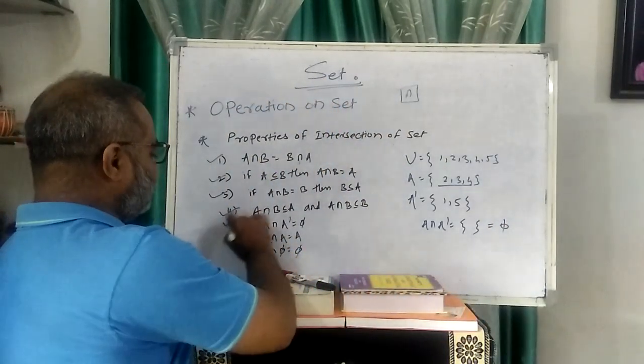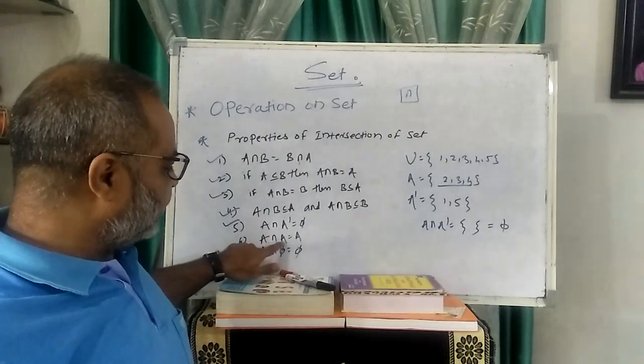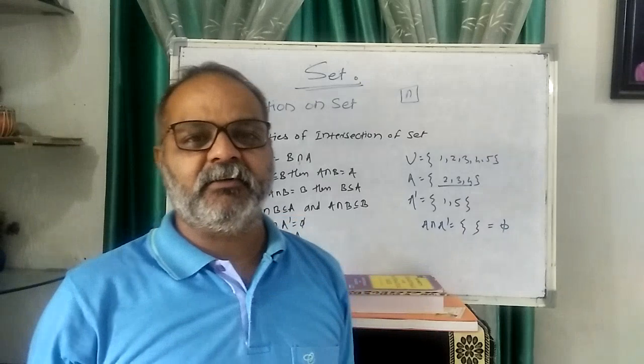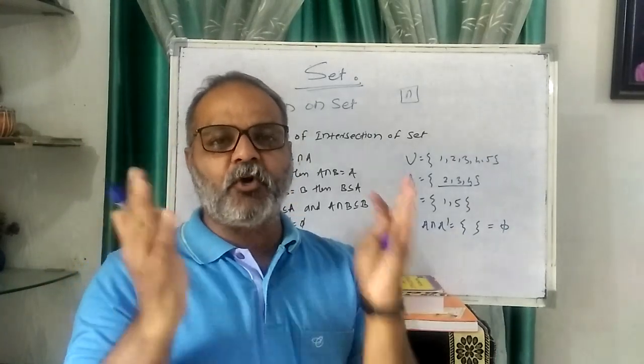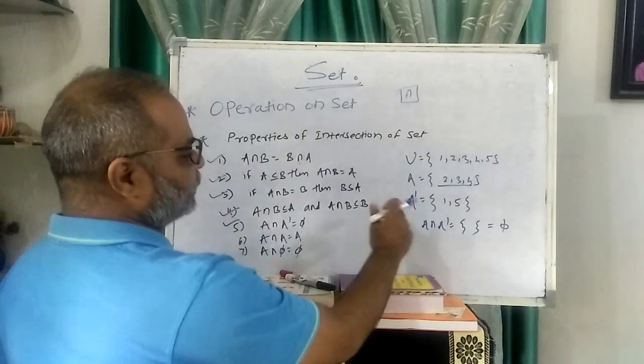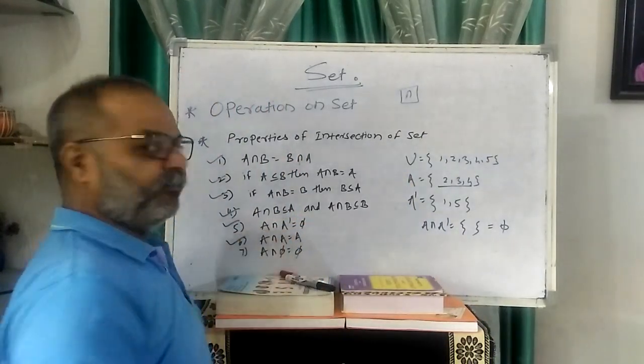Okay. Now next is A intersection A is A. So A is 2, 3, 4. Again, the intersection of A with A means only the common elements, 2, 3, 4. A is also 2, 3, 4. So A intersection A is always A.